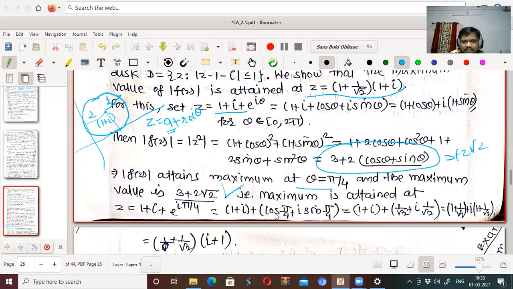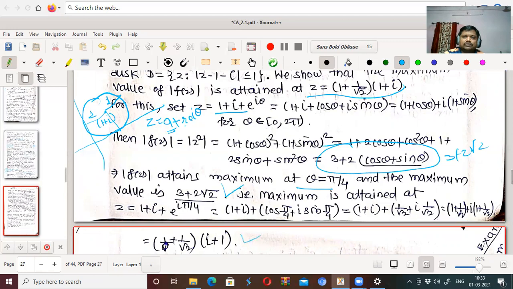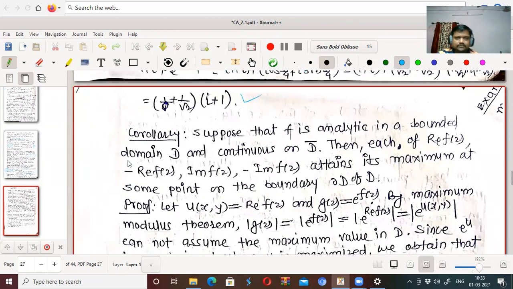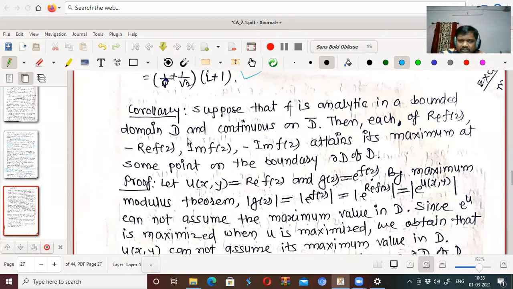That is 1 plus i plus cos pi by 4 plus i sin pi by 4. That is 1 plus i plus 1 by root 2 plus i into 1 by root 2. So 1 by root 2 take common from this, we get 1 plus i. Then 1 plus i common from this, we get 1 plus 1 by root 2 into (1 plus i). So that is at z equal to that one. Okay, it is like that. We have a corollary there.